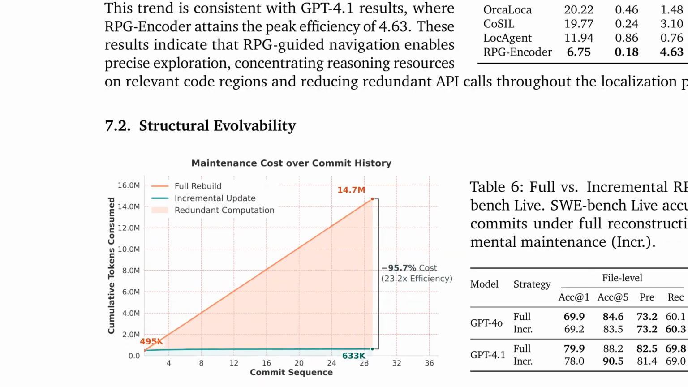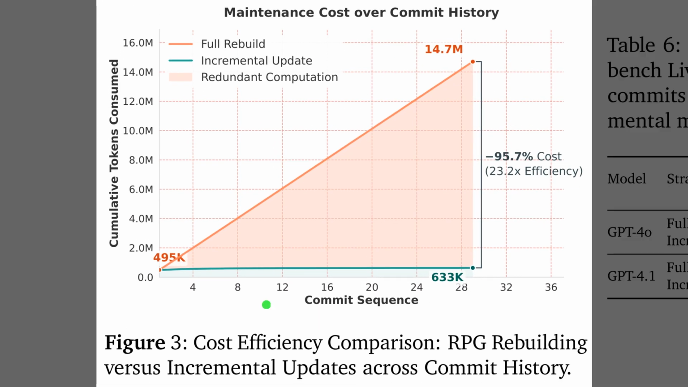So, Figure 3 compares the maintenance cost of the two strategies over a sequence of commits. The orange line represents a full rebuild, where token usage climbs steeply to nearly 15 million because the agent rereads the whole repository every time.